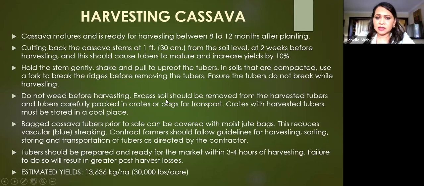Excess soil should be removed from the harvested tubers and the tubers carefully packed in crates or bags for transport. Crates with harvested tubers must be stored in a cool place. Bagged cassava tubers prior to sale can be covered with moist jute bags. This reduces vascular streaking. Tubers should be prepared and ready for the market within 3 to 4 hours of harvesting, and failure to do so will result in greater post-harvest losses.